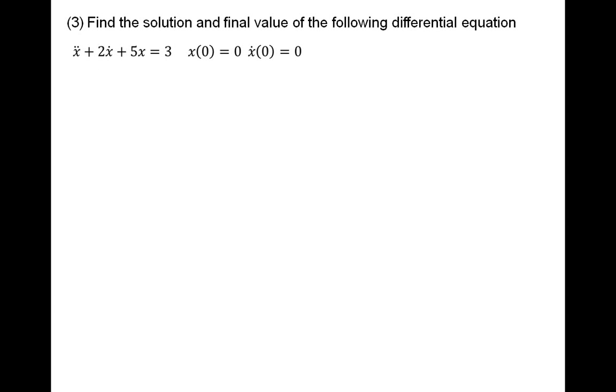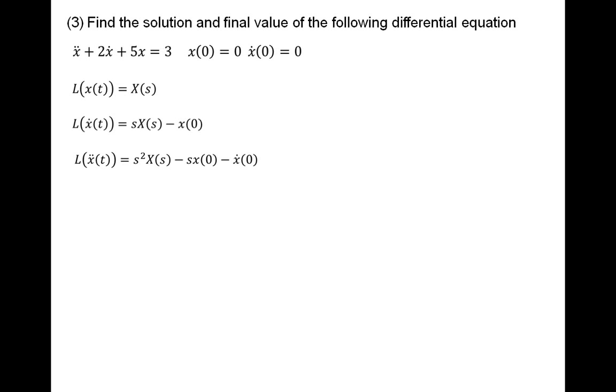Third problem. In the third problem, I'm looking for the solution of the differential equation x double dot plus 2x dot plus 5x equal to 3 when all initial conditions are 0. If the Laplace of x of t is X of s, the Laplace of x dot t will be s X of s minus x0, where x0 is the initial condition of x of t, and the Laplace of x double dot t will be s squared X of s minus s x0 minus x dot 0, where again x0 and x dot 0 are initial conditions of x and x dot, and the Laplace of 3 will be 3 over s.